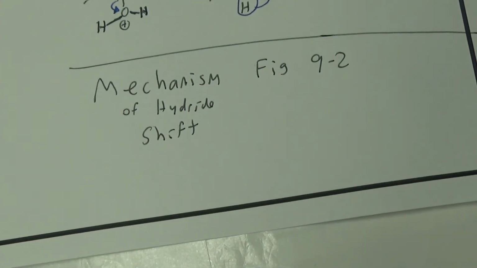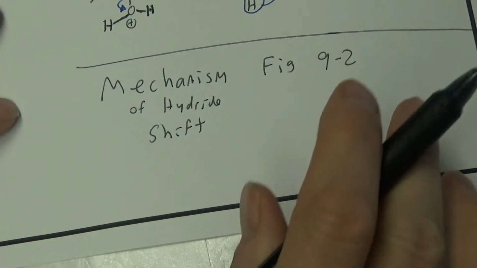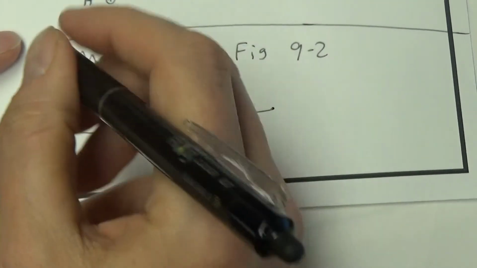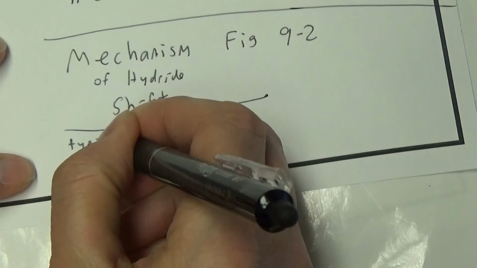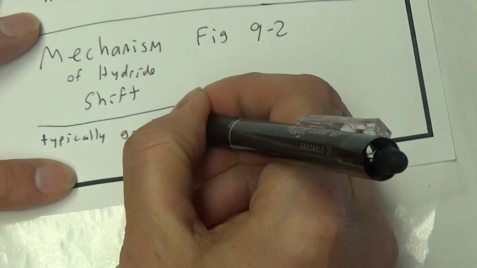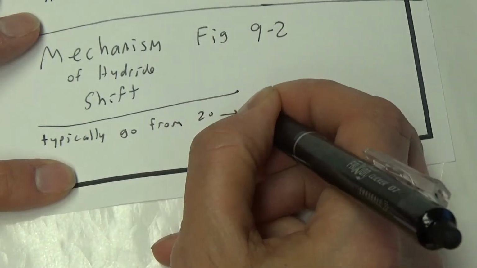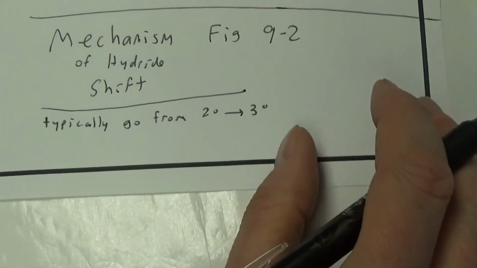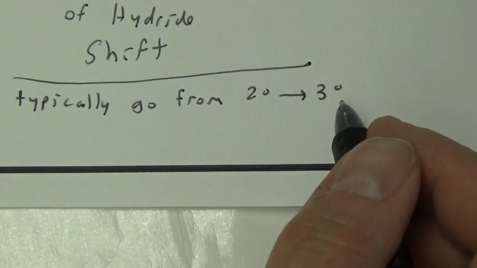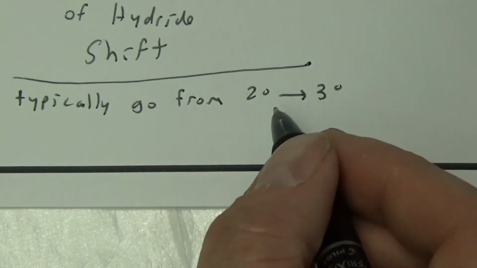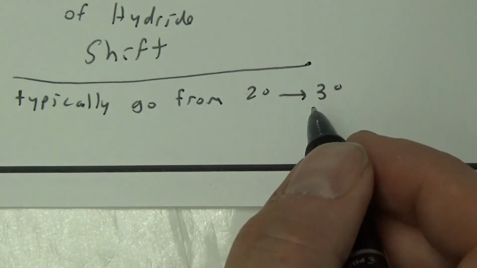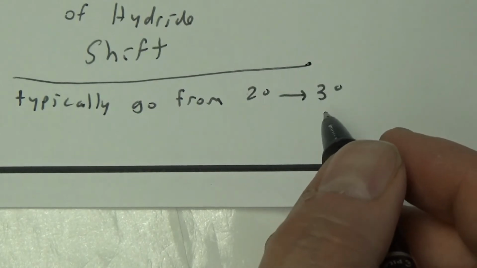Okay, so another thing about hydride shifts is they typically go from a secondary to a tertiary carbocation. Why would it do that? Well, the reason, of course, is because secondary is a little less stable and tertiary is a little more stable, right? That's why.